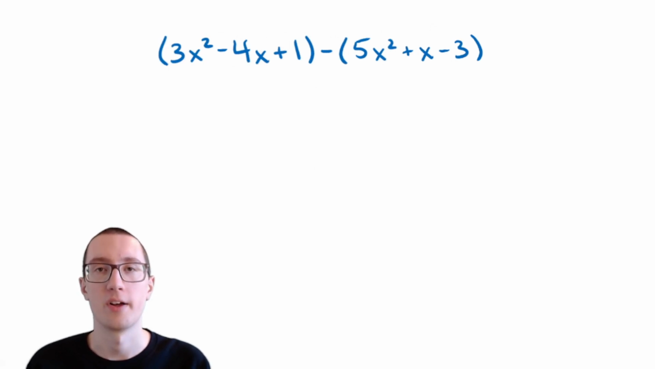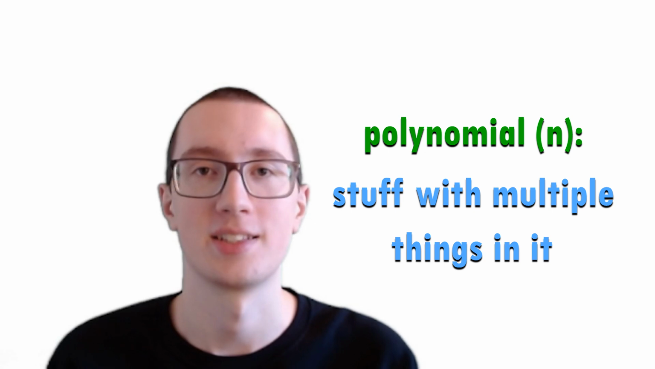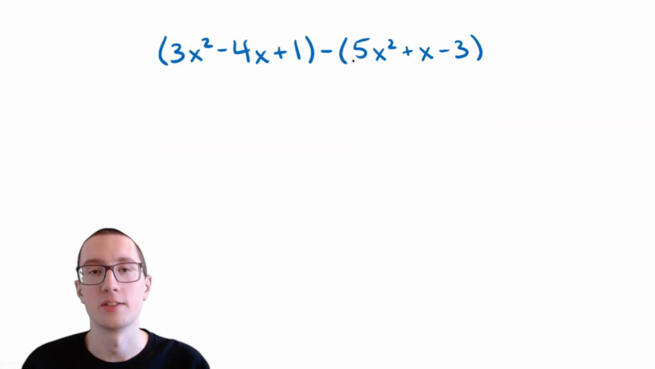All right, enough multiplying and dividing and stuff. Let's do some adding and subtracting. So here we have two polynomials, or a fancy way of saying stuff with multiple things in it. So how do we subtract these? Well, the difference between multiplying and adding and subtracting is you can only add and subtract if the two letters are not only the same, but have the same exponent. If they have different exponents, you can't add and subtract them.